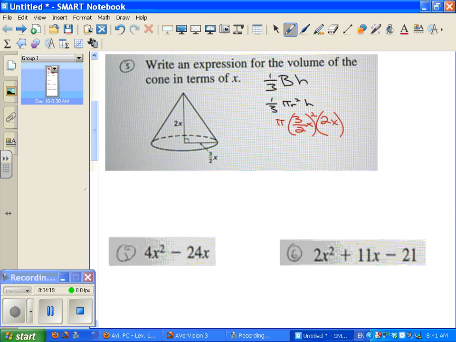Times pi times 1/3. Now what I do when I get a problem like this is I make everything a fraction. How do I make 2x into a fraction? Put it over 1. Okay. Pi, I'm going to do the same thing to that one. Now, according to the order of operations, I should do exponents first. So when I square everything in here, what am I going to get?